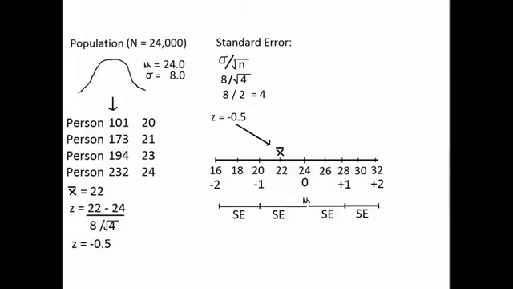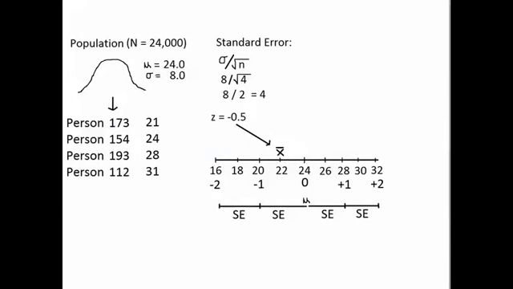Let's do this again with a different sample. I'm going to repeat my study and randomly select a new group of 4 people from the population. Just like last time, I'm going to record the ages of the 4 people and calculate the mean age of my sample to estimate the mean age of the population.